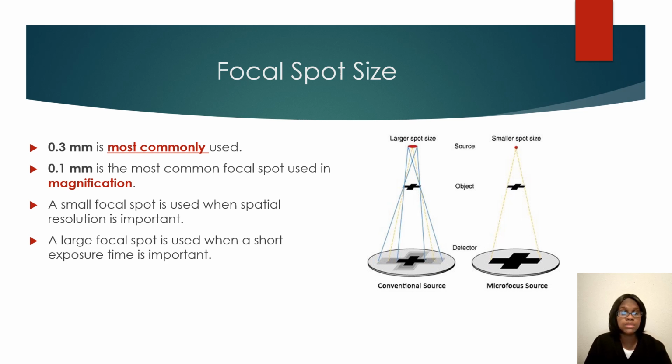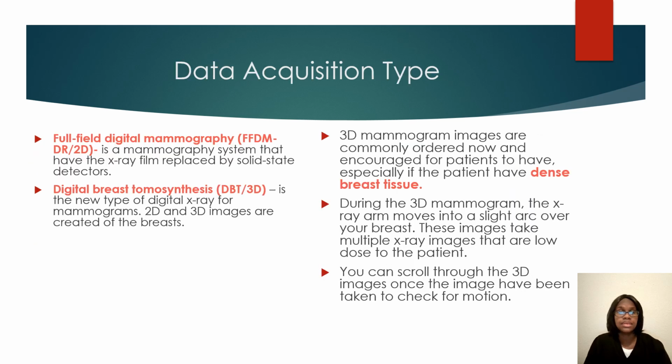A small focal spot is used when spatial resolution is very important, and a large focal spot is used when a short exposure time is important. So just keep that in mind. For your data acquisition type, you have your 2D mammogram, which is the system that has the X-ray film replaced by solid state detectors. You also have your 3D mammogram, which is very common. That's going to be your digital breast tomosynthesis.